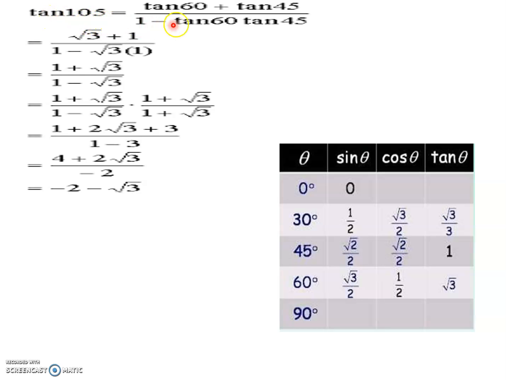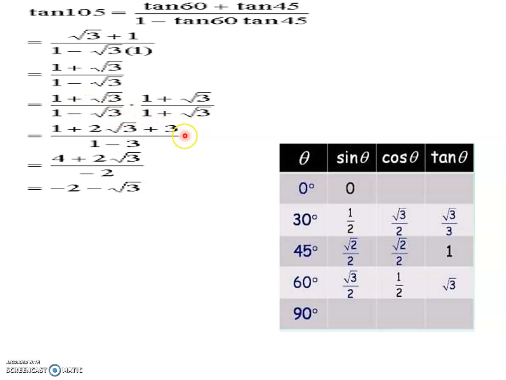Now tan 105 is tan 60 plus tan 45 upon 1 minus tan 60 into tan 45. 60 plus 45 gives the value 105. Tan 60 is root 3, tan 45 is 1. From the table we derive (root 3 plus 1) upon (1 minus root 3 into 1), that is (1 plus root 3) upon (1 minus root 3). Obviously we have to rationalize by multiplying by (1 plus root 3) upon (1 plus root 3).